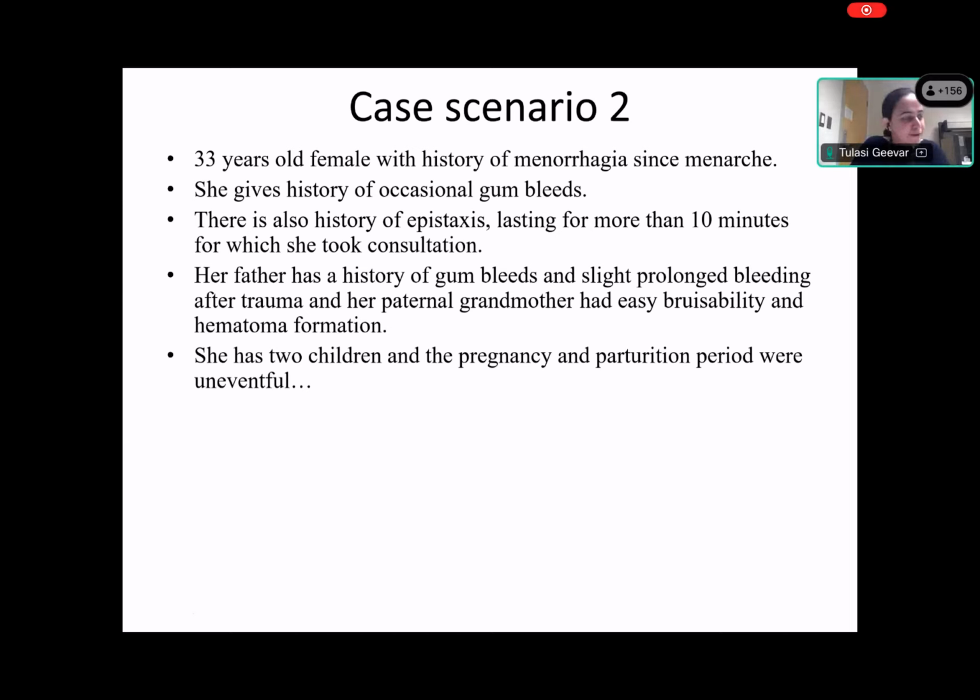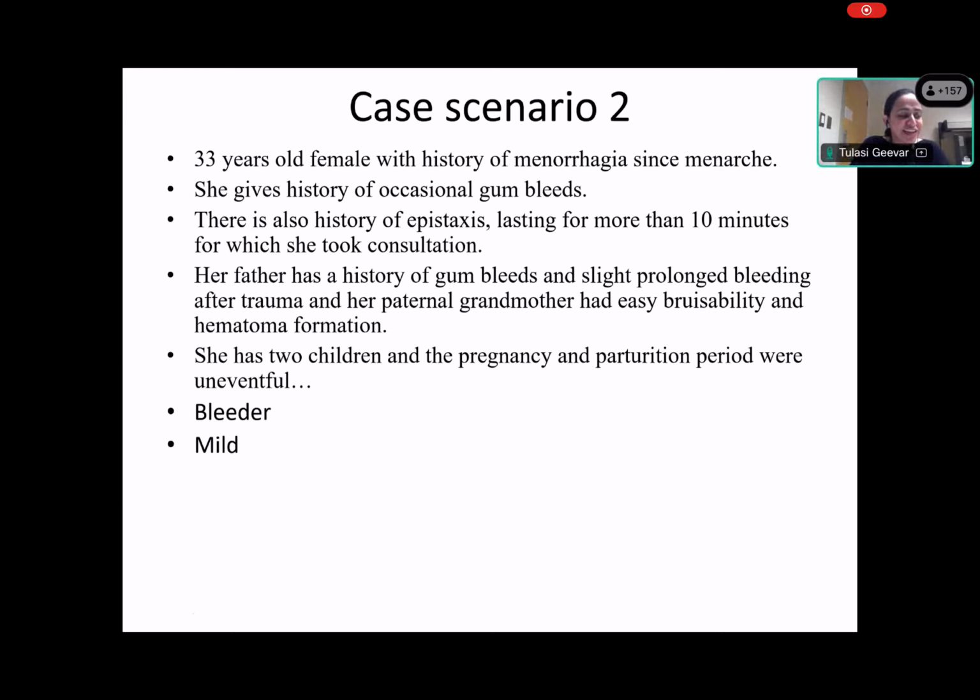Is it a mild or a severe bleeding disorder? I can see the chat, so if you can keep on answering. Yes, it looks like a severe bleeder. She's had multiple bleeding symptoms since menarche: menorrhagia, gum bleeding, epistaxis. So it looks like a severe bleeder, I would say. But the patient did not have bleeding following delivery. I will come to that aspect a little later.